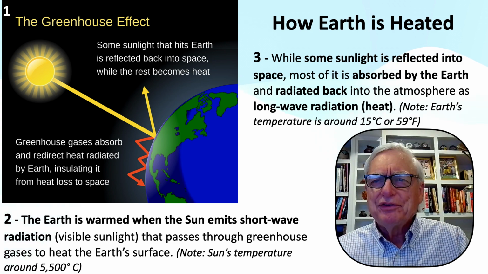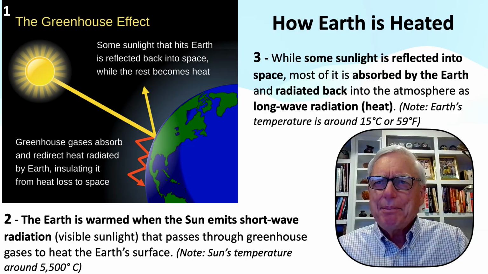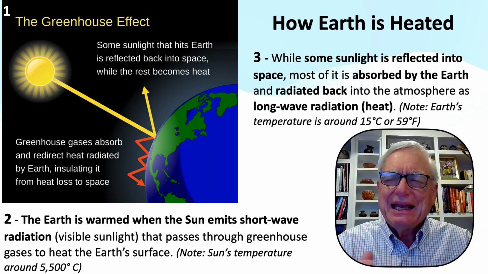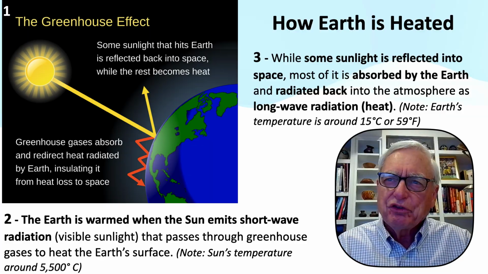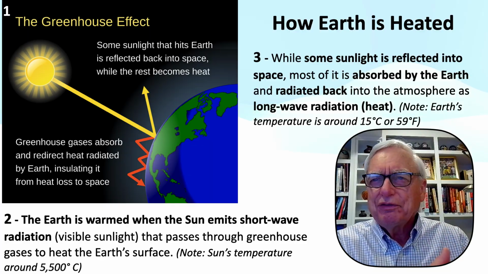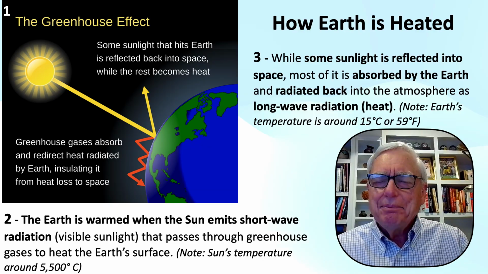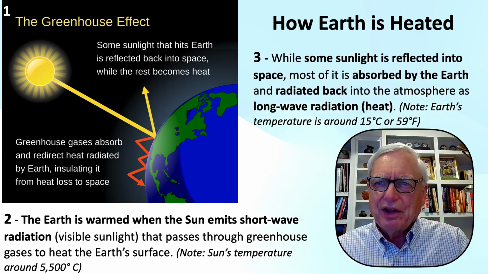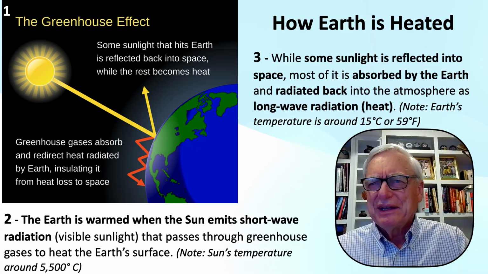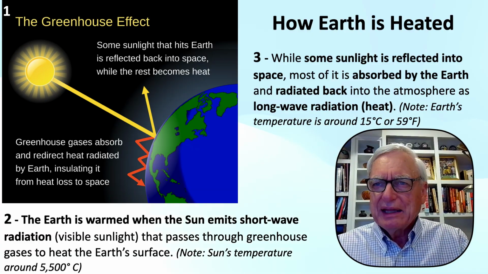And then what happens is, because the universe always seeks energy balance, some of that heat gets radiated back into space. Only when it gets radiated back from the Earth's surface into space, it goes back as long-wave radiation. Why? Because the Earth is much cooler. The Earth is only 15 degrees Celsius, which is the equivalent of 59 degrees Fahrenheit. So it goes back with a different wavelength.